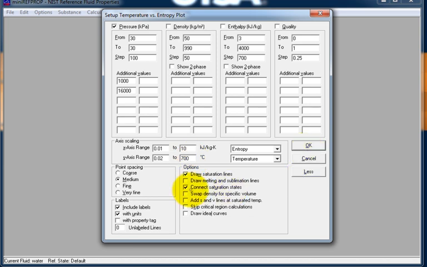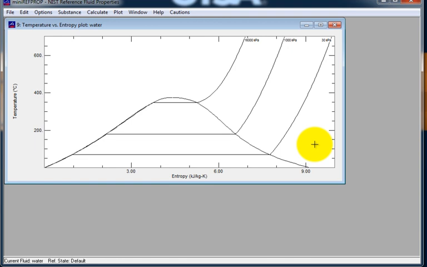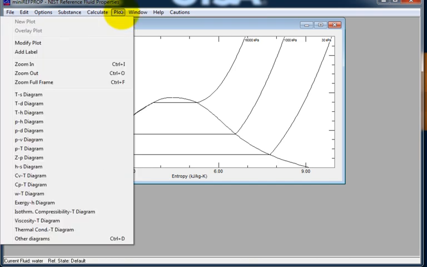And I can connect. This is a little box. Somebody asked me about it earlier. Connect the saturation states. So it'll draw a horizontal line from saturated liquid to saturated vapor in the dome. There you go. So that looks pretty good. And then you say I would like to maybe modify my plot. Well, guess what? Okay, I can do this.